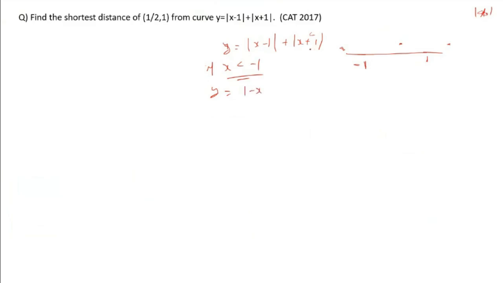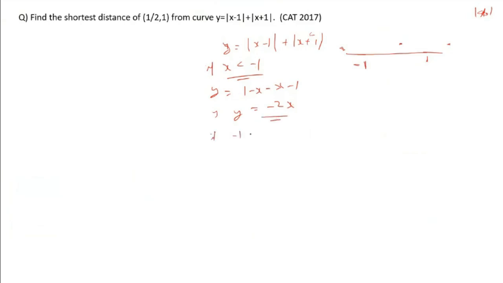For x plus 1, similarly, take a value less than -1, let's say -5. It will be -5 plus 1, which is -4, also negative. So this entire thing will become the negative of x plus 1, so minus x minus 1. Since a negative gets added here, what does this give me? y equal to -2x. So if x is less than -1, y is equal to -2x.